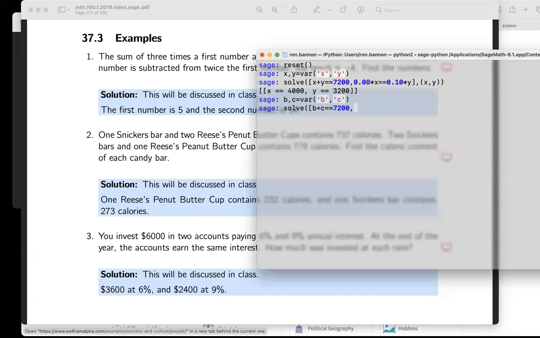And then what do I got? I got 0.08, I'm sorry, times B. I'm just using different letters now. Same system, by the way. 0.10 star C. And I want to solve that for the ordered pair B comma C. Wow, I get the same thing. So what did you just do there? Same problem, I used different letters, and that's so important.